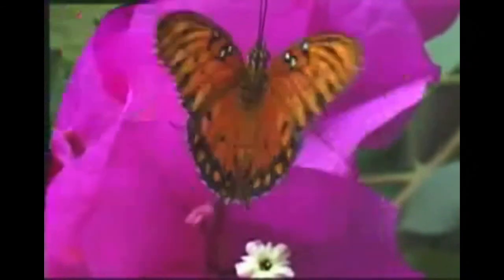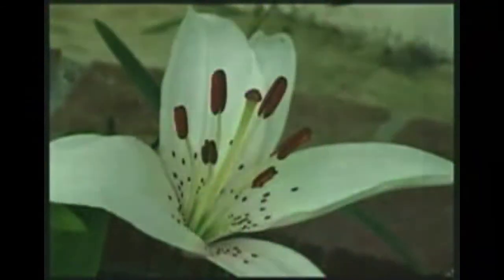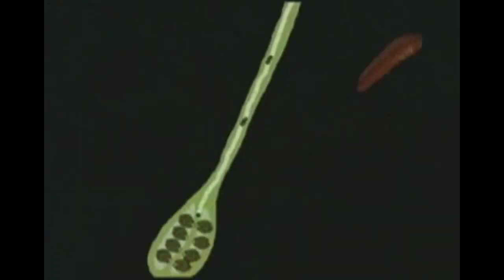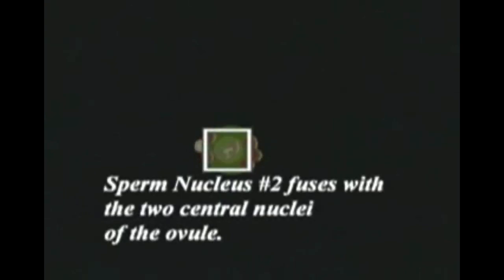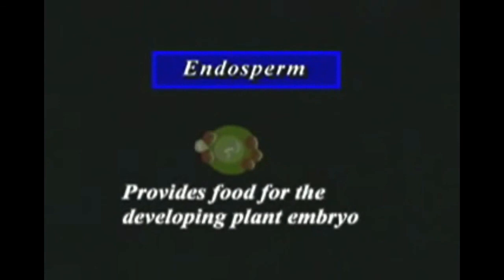Once a pollen grain has reached the stigma, the tube nucleus of the pollen grain, followed by 2 sperm nuclei, grows down through the style to the ovary. Fertilization occurs when sperm nucleus number 1 fuses with the egg nucleus to form a diploid fertilized egg that will divide to form an embryo. Sperm nucleus number 2 fuses with the 2 central nuclei of the ovule to form a nucleus that has 3 complete sets of chromosomes. This triploid nucleus will divide over and over again, forming the endosperm that will provide food for the developing plant embryo.